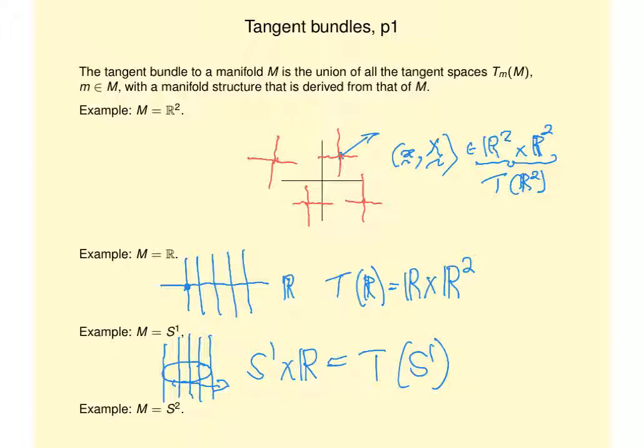But S1 is a very good submanifold of the plane. In fact, it's a zero set. And so we can get the tangent bundle to it quite quickly. But there is actually something to do.